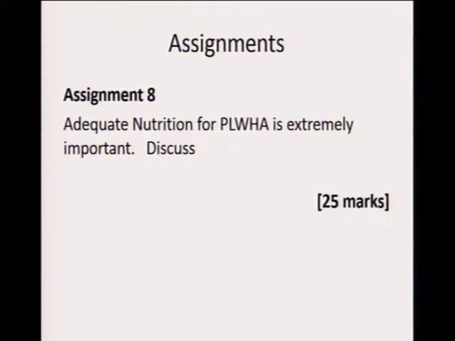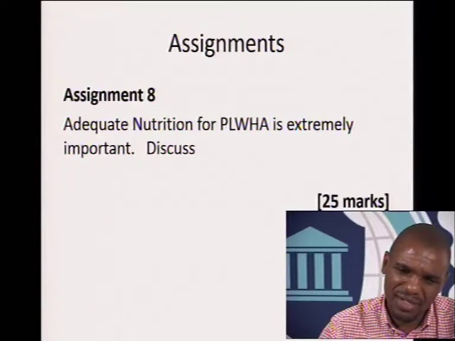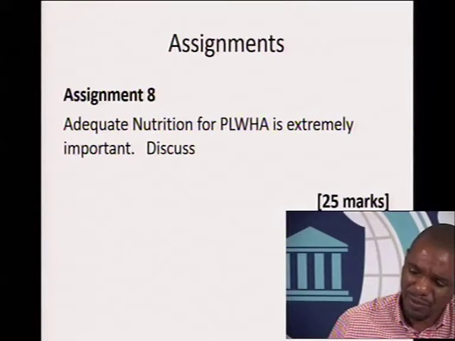Assignment 8, adequate nutrition for people living with HIV is extremely important. Discuss. So we are looking at the role of nutrition in HIV and AIDS. And actually there's a very interesting book, an HIV nutritional guide, which was designed by the Ministry of Health and Social Services. It's very important that you actually lay hands on that book and make the most out of it.